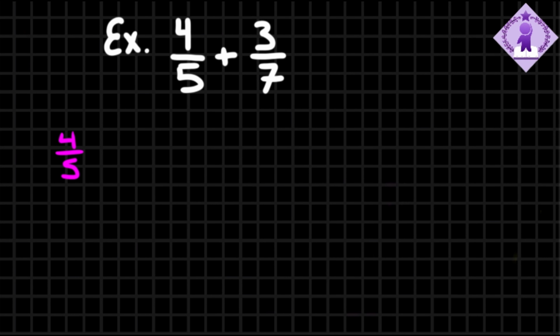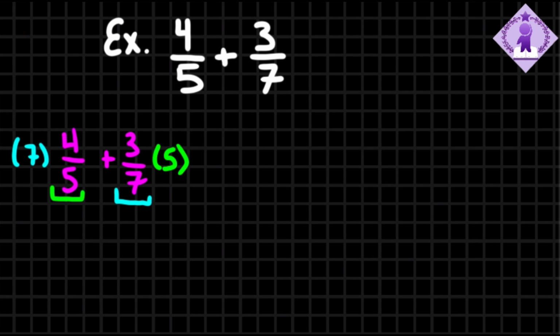The easiest way to find a common denominator among two fractions is to multiply the denominator of your first fraction by the entire second fraction, and multiply the denominator of your second fraction by the entire first fraction. In our case, we have 7 multiplied by 4 over 5, and we have 5 multiplied by 3 over 7.